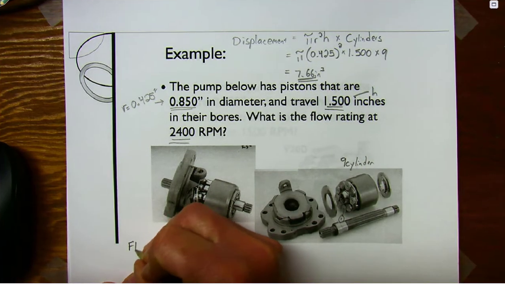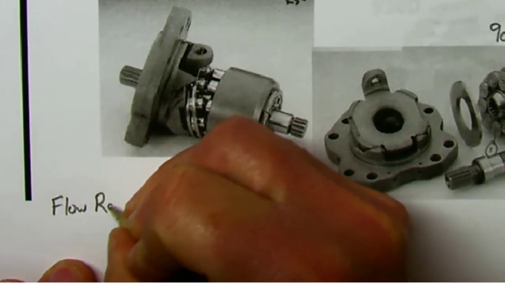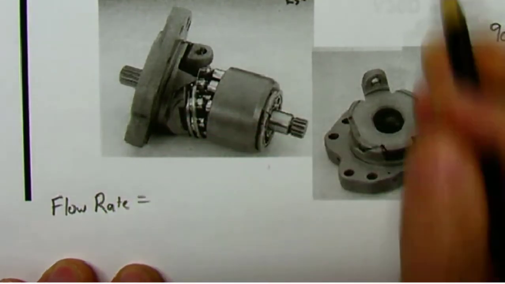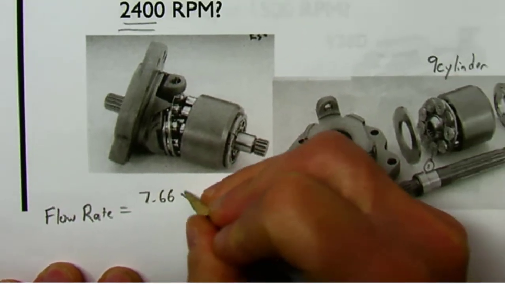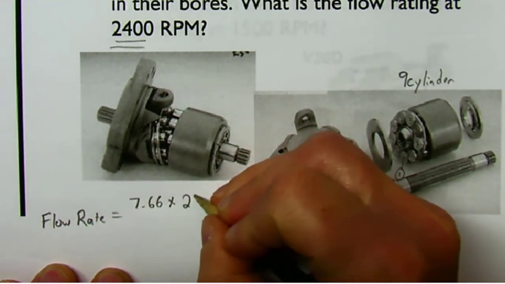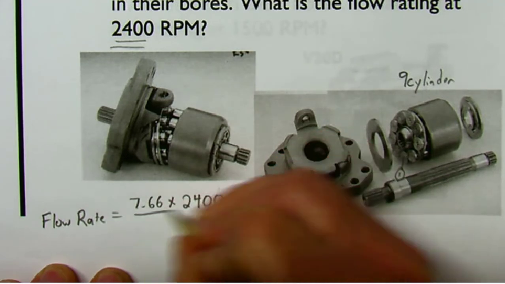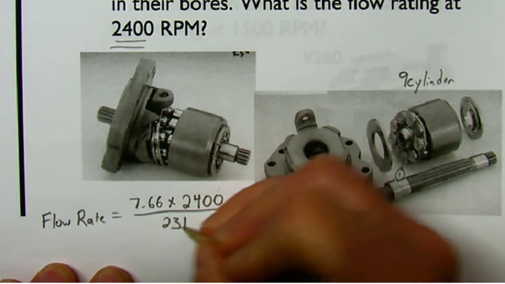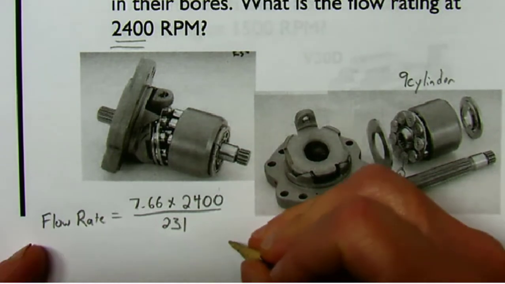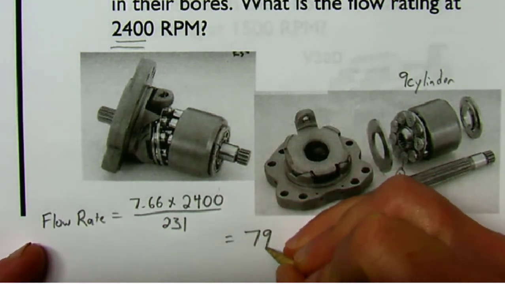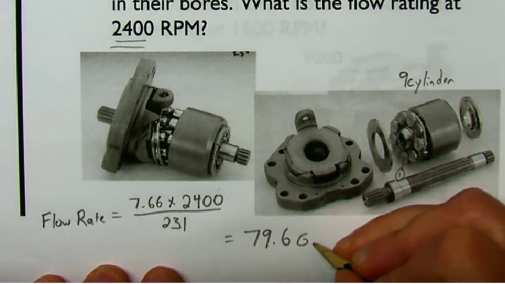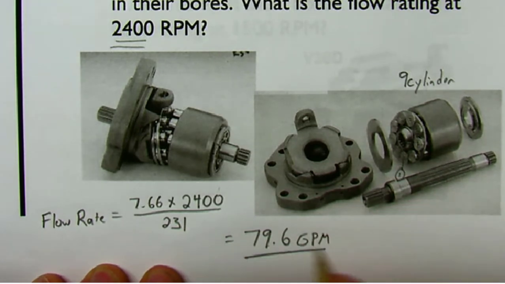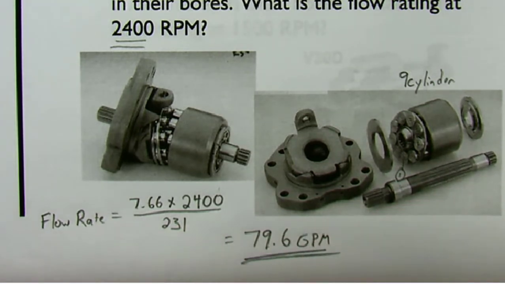Our flow rate is going to be our displacement, 7.66 cubic inches, times the number of RPM, in this case that's 2400, divided by 231. And that turns out to be about 79.6. 79.6 what now? That's your flow rating in gallons per minute, 79.6 GPM, and we're good to go.